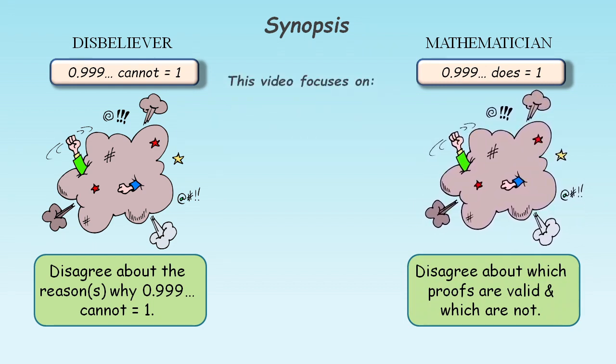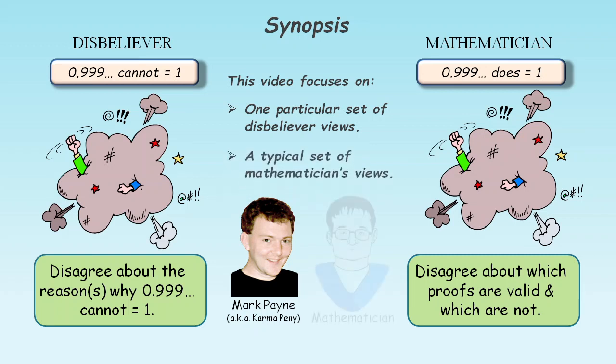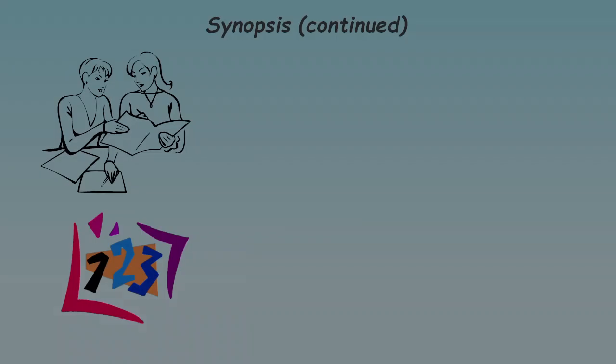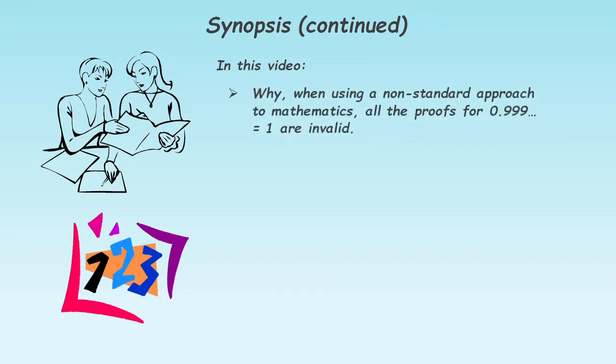In this video, we're going to focus on one particular disbeliever's view, which just happens to be my view. And on the opposing side, we'll also consider a typical collection of mathematicians' views. We are going to show that if we have a fundamentally different approach to mathematics, then we can produce a pretty good argument against any proof that 0.9 recurring equals 1.